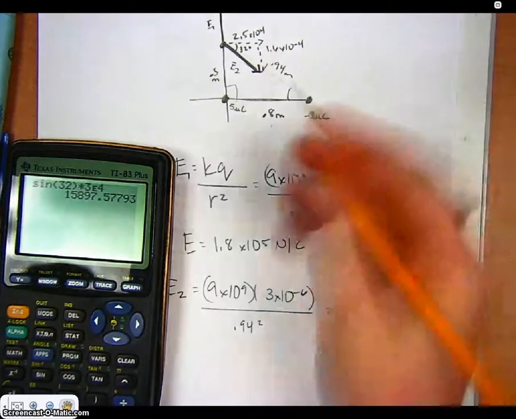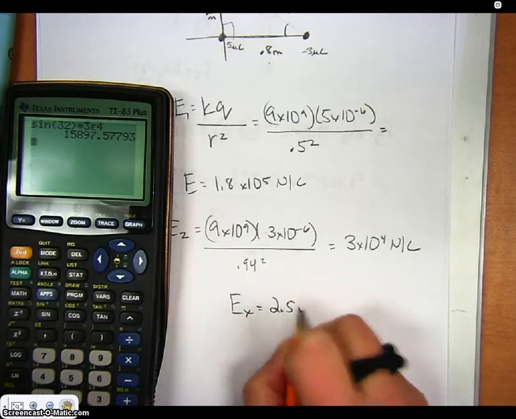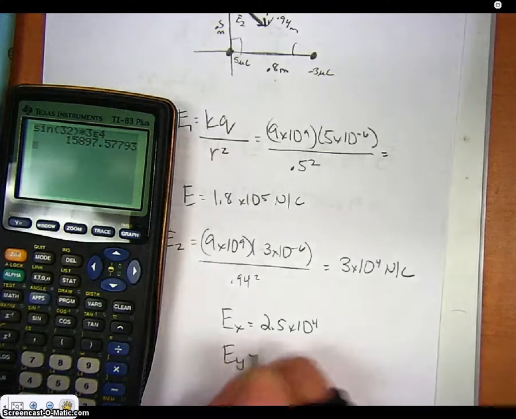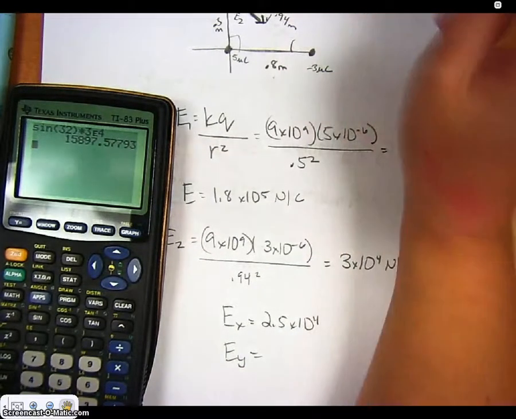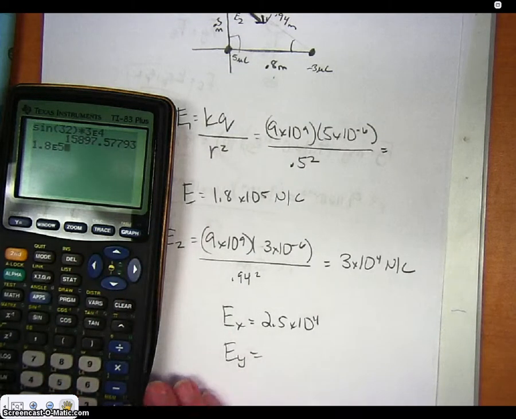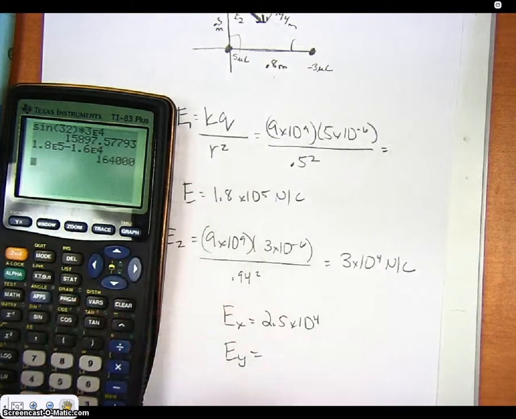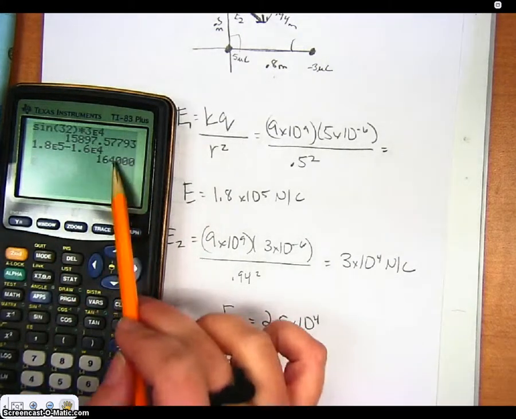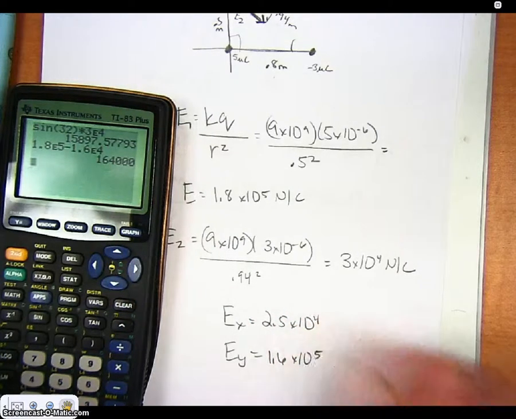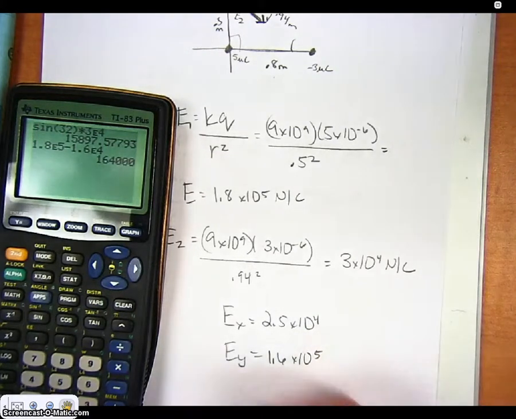So the sum of all my x components, my Ex, is equal to 2.5 times 10 to the 4th, because the other field doesn't have an x. And my y would be this minus this. So we're going to do 1.8e5 minus 1.6e4, which gives me 1.6 times 10 to the 5th. So those are the two sides of the right triangle.